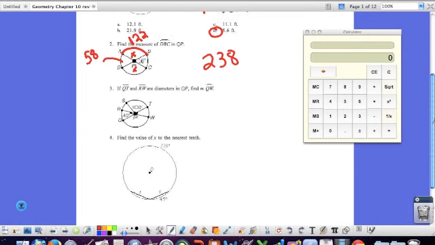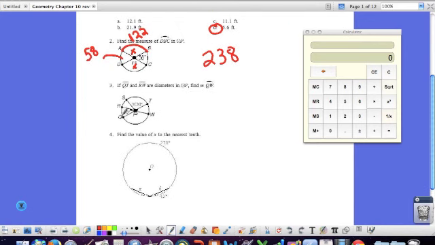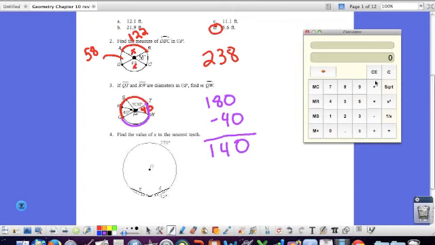Okay, problems 3 and 4. QT and RW are both diameters. They want me to find QW. Well, if this is 40, that's 40. I could start filling all of these in, but I know that this is 180. I also know that this is 180. I just want QW, so 180 minus 40 is 140. So arc QW is 140 degrees.